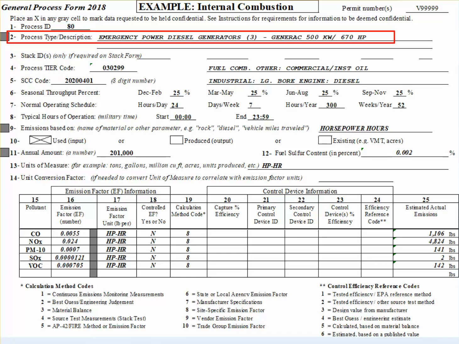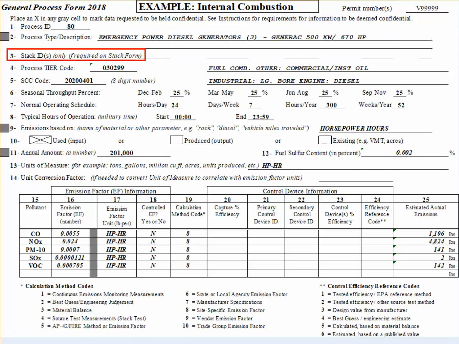The process type or description is a general description of the process, but should be specific enough to distinguish it from other general processes. This example has 3 emergency generators, and the specifications are useful in distinguishing them from other generators on site. The stack ID is only required if this process uses a stack identified on the stack form, which is covered in a separate training video.